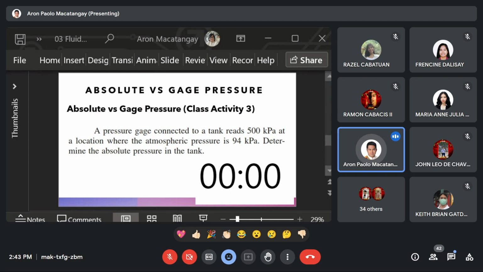Okay, so the correct answer is 594. Straightforward lang naman siya. Kasi it's gauge pressure, you have to add the gauge pressure to the atmospheric pressure. No? So that's 500 plus 94 lang. Okay, kung marami naman tama, I think you have a good grasp of the idea.